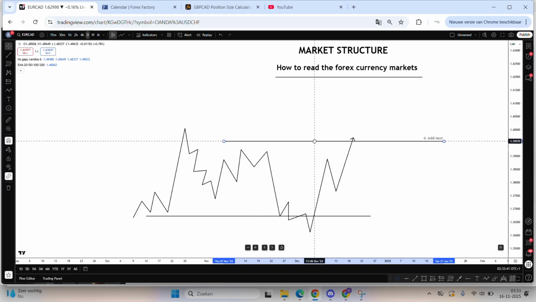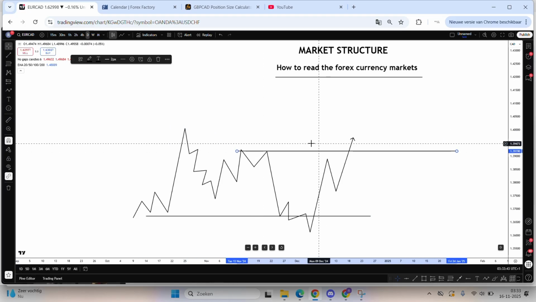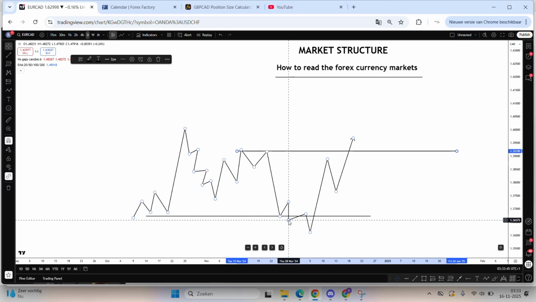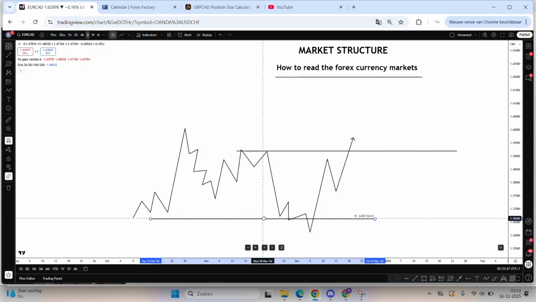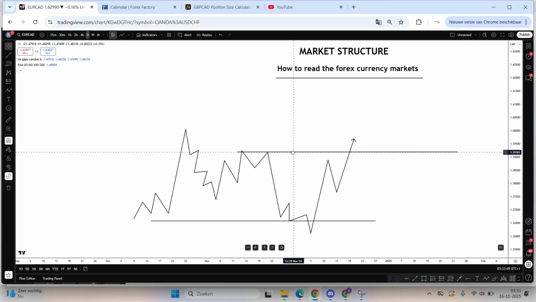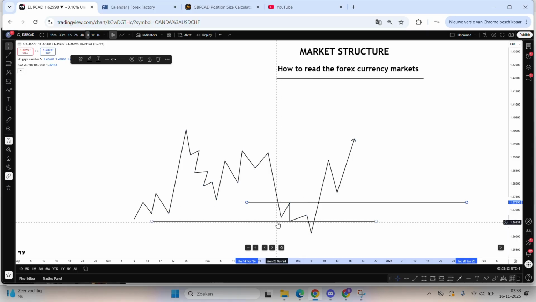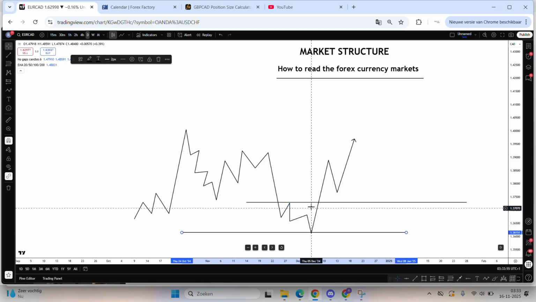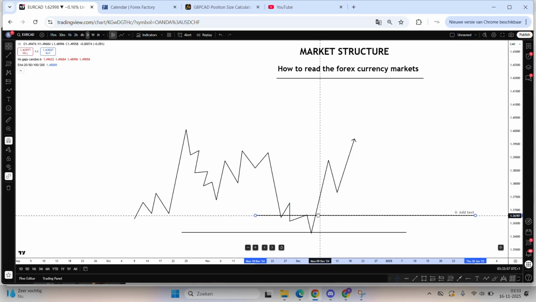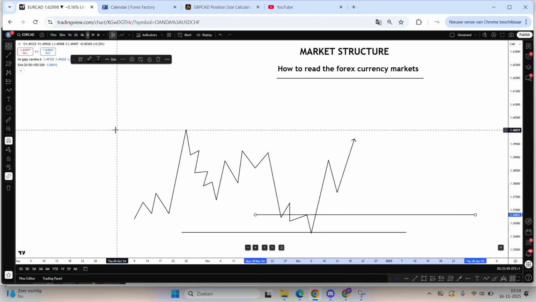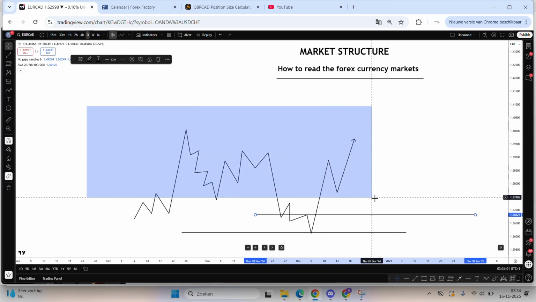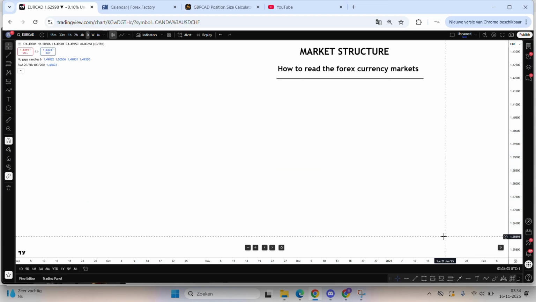What makes this the new lower high? We break under again, so that makes this the new lower low and this the lower high. We break under again, that makes this the lower low and this the lower high. All right, let's go to the candlestick chart right now to try it over there.